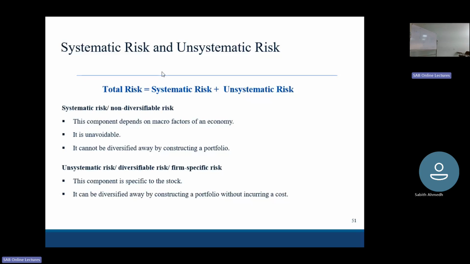You can invest in another company. You can withdraw your investment and go to another company. Or you can invest in a company which is negatively correlated with this company, with this industry. Right? So likewise, unsystematic risk, you can diversify.